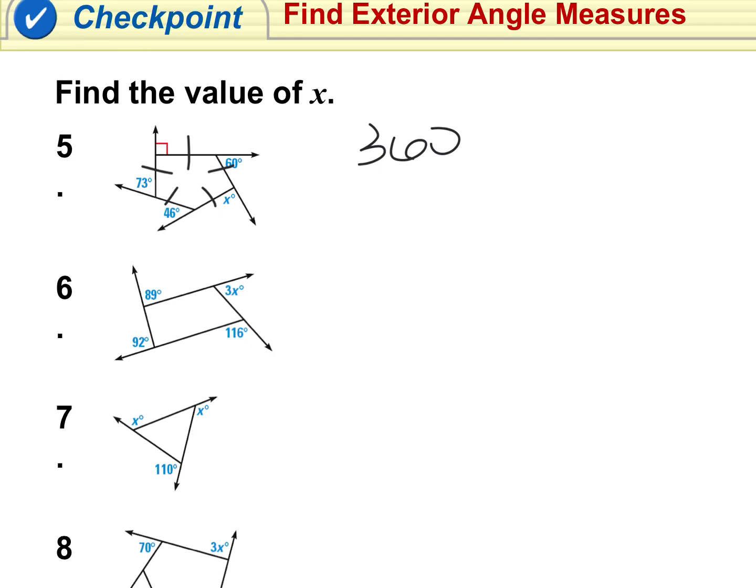Divide by what? It is divide. What are we going to divide by? The number of sides. Good. Dividing by the number of sides is going to give us the measure of one of those angles, right? So do 360 divided by 5. What do you get? 72? Yep. So 72 is the measure of one of those exterior angles.